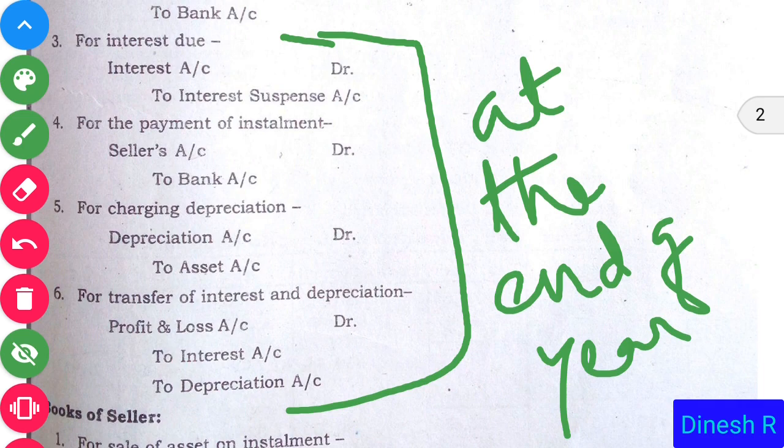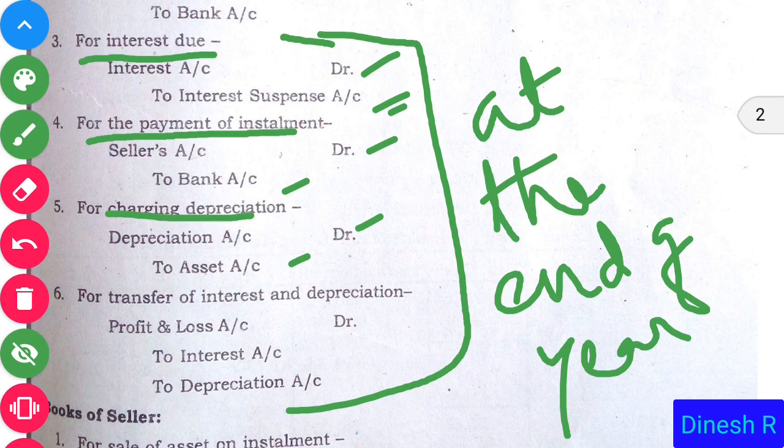Journal entry number 3, for the interest due. For each year at the end you have to pay the interest for purchasing the asset. So interest account debtor to interest suspense account. There is an interest suspense account in the first journal entry, for that you have to credit. Then for the payment of installment, for each year or each month end you have to pay the installment, seller account debtor to bank account. Then at the end of the year you have to charge the depreciation. So depreciation account debtor to asset account for charging the depreciation.